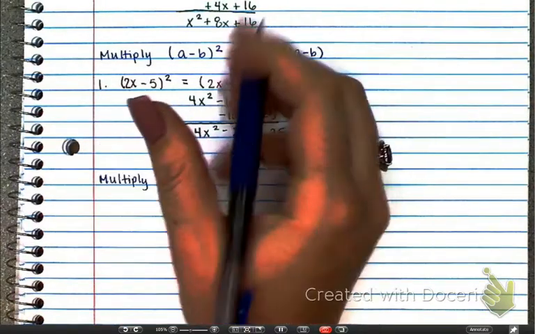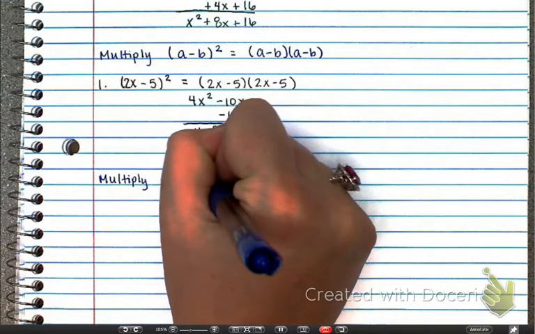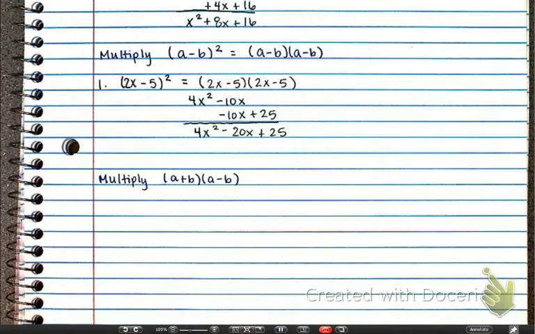And I know how much work you don't like doing. However, if you forget the trick, guess what always works? Distribution or the box. So if you don't want to remember the trick or you forget the trick, the distribution method or the box will always work. So what do you notice about this one in comparison to the other two?